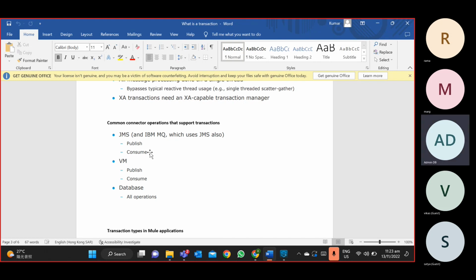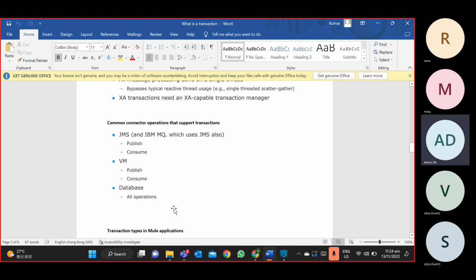XA transaction. At the very beginning, I mentioned that which operations support it also matters. It's not that if the connector is supporting it, then all operations will support XA. So in case of JMS, publish and consume both will support XA transaction. Same way in VM, publish and consume both will support XA transaction.